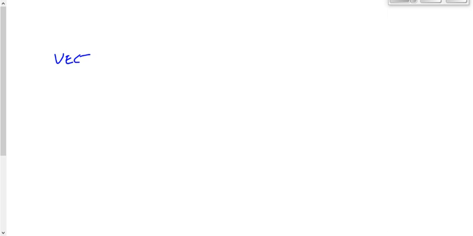The difference between a vector and a scalar. Who can tell me? Yep. A vector has magnitude and direction. Good. A vector has both magnitude and direction versus a scalar that has just magnitude.